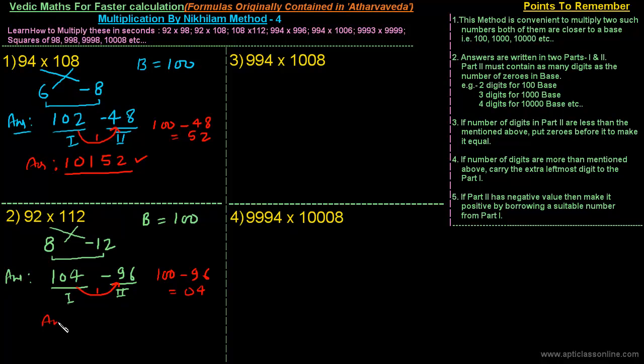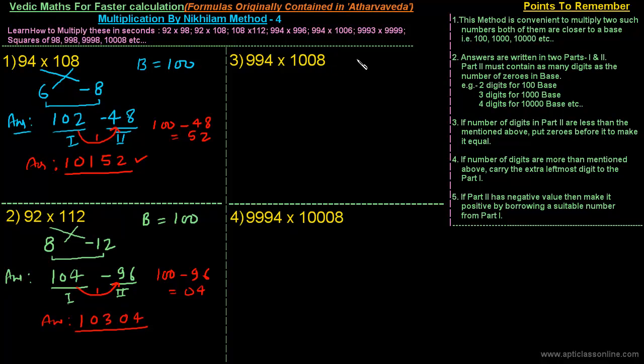So the answer in this case will be 103, because 1 has been taken from 104, and 04. Why 04? Because the second part must contain two digits in such kind of calculation. We have discussed these things in previous classes. Okay, let's proceed to the next question.